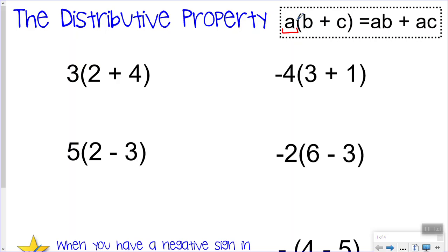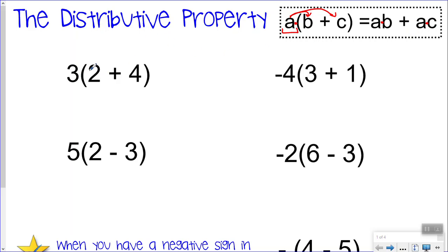And what this means, remember that anytime we see two things next to each other with parentheses, we have multiplication. We're going to take the multiplication on the outside and distribute it to each term on the inside. So A times, in parentheses, B plus C is the same thing as A times B plus A times C.